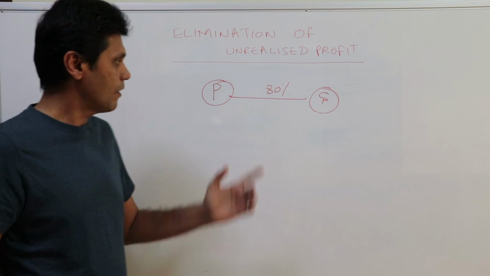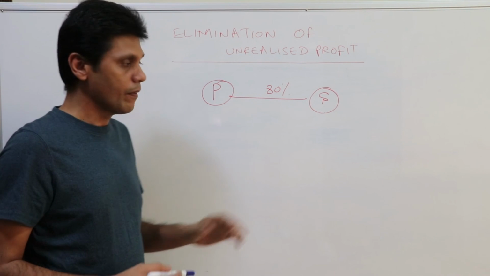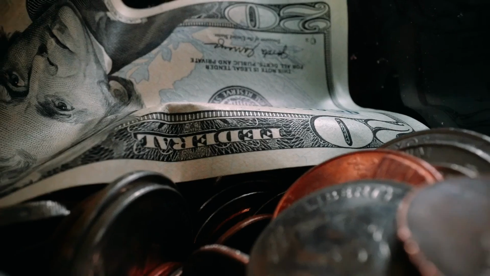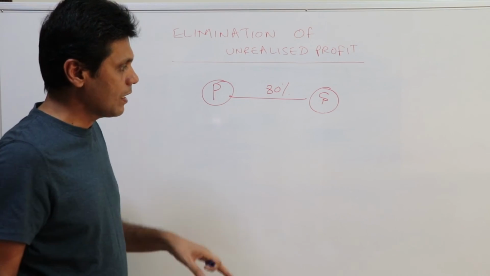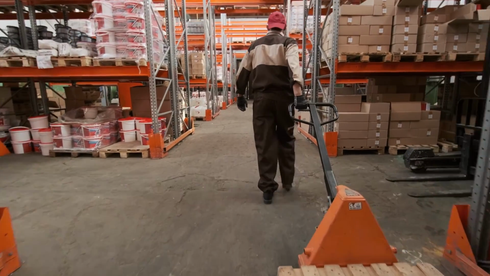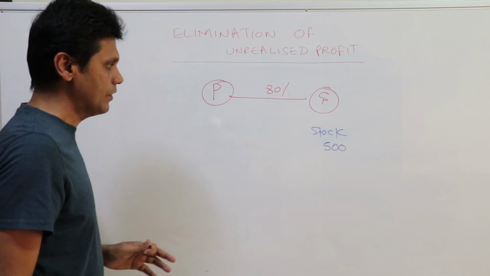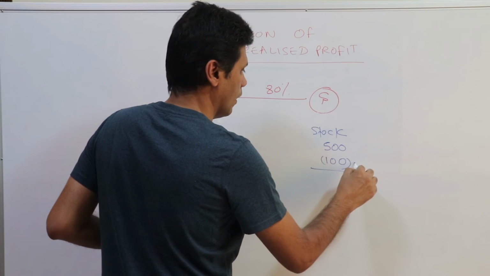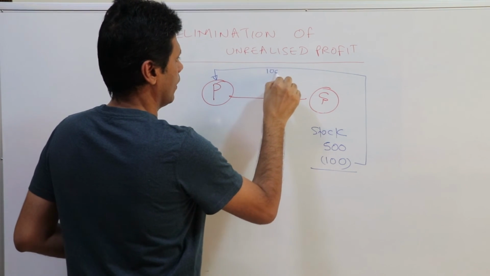Now let's take the same example where P company has acquired 80% of the shares of S company. In this example, S company is going to make a sale to the parent company. So let's assume S company had a stock worth of $500, of which they are going to sell $100 worth of goods to P company with a profit margin of 25.